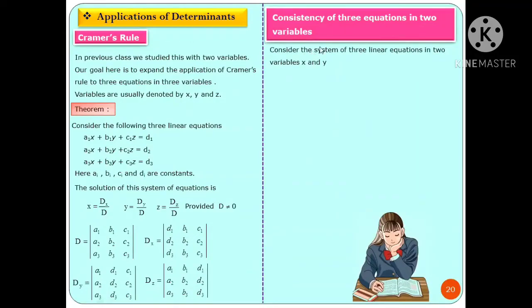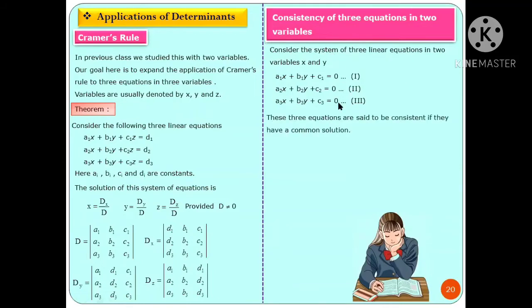Consider the system of three linear equations in the two variables x and y. The equations are a1x plus b1y plus c1, only two variables x and y, where the constant is c1. Second equation, a2x plus b2y plus c2 is equal to 0. Next, a3x plus b3y plus c3 is equal to 0. These three equations are said to be consistent if they have a common solution.